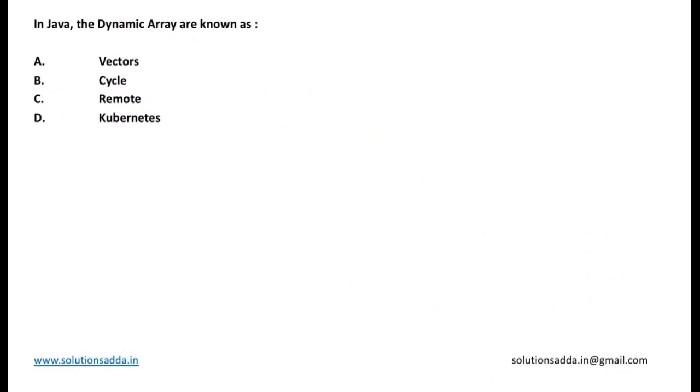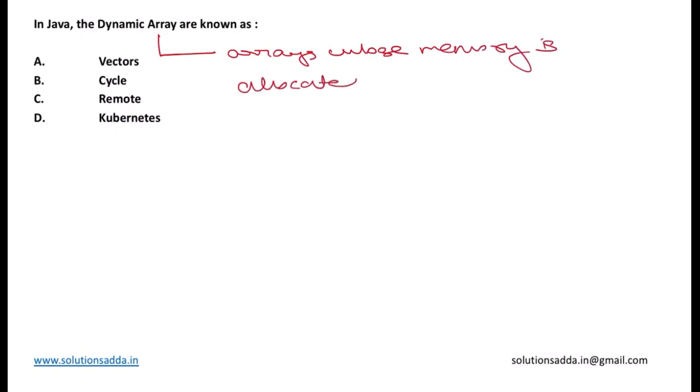This is a question from programming on Java. In Java, the dynamic arrays are known as: options are vectors, cycle, remote or Kubernetes. What is a dynamic array? Dynamic arrays are arrays whose memory is allocated during runtime. So, vector is also a dynamic array that can grow or shrink in size. Therefore, option A is the correct answer.